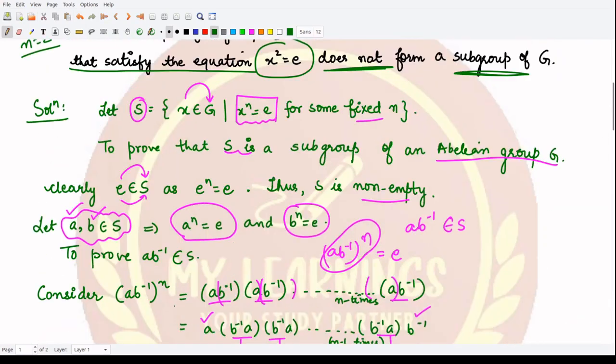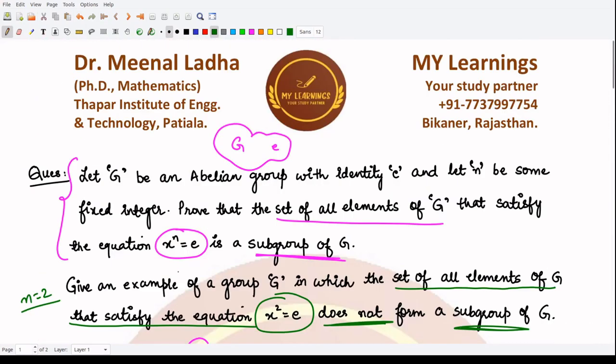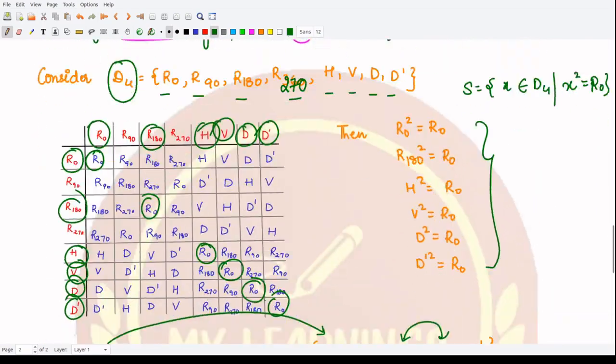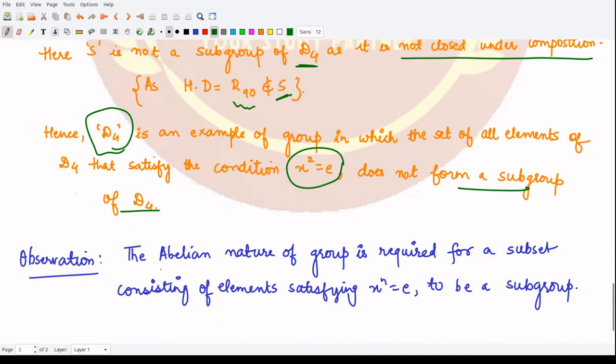Now here you should notice one thing. You might ask that we have proved the general result, so why is it not working for n equal to 2? It is because we have skipped the condition of G being an abelian group. Remember, D4 is a non-abelian group, so we selected it as an example because it does not satisfy this abelian nature. Hence the abelian nature of the group is required for the subset of elements satisfying this equation to be a subgroup.